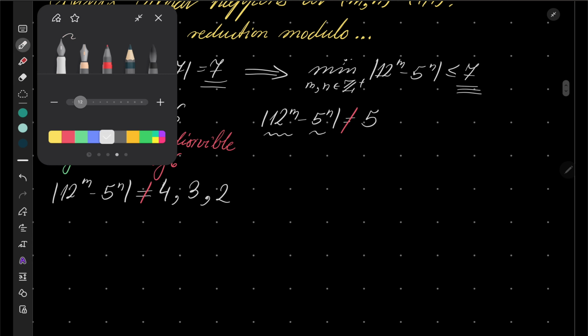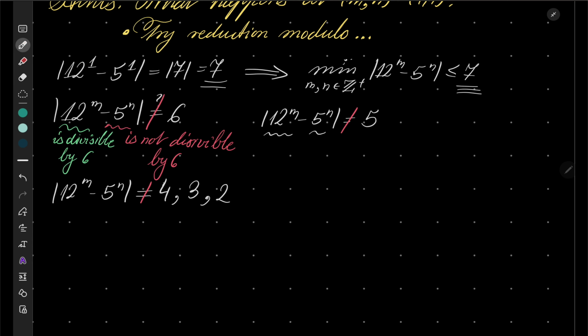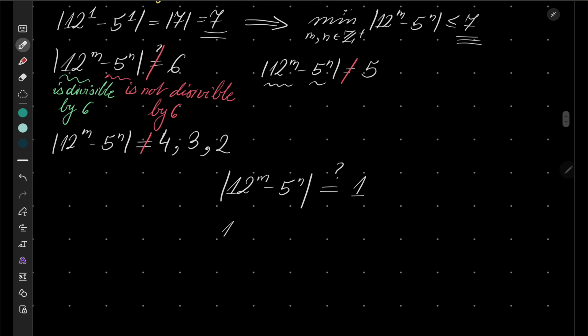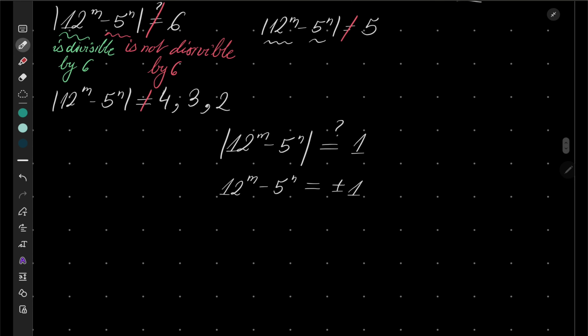So the last part, is it possible that it can be equal to 1? In other words, can 12 to the power of m minus 5 to the power of n be equal to plus or minus 1? I will show that it can't. Why? Now, it's time for clever reductions.